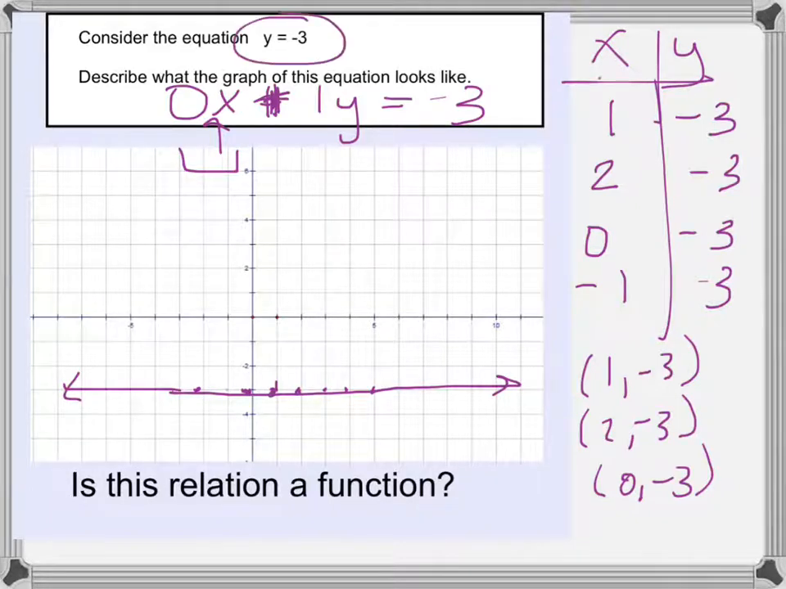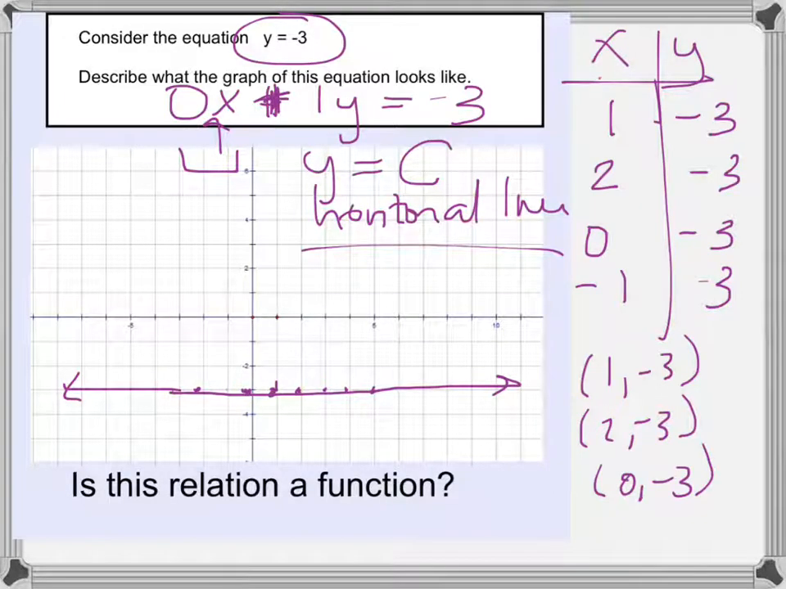So in other words, when you have an equation that says y is equal to some constant c, that's going to create a horizontal line. Now, we like to think of it as making a vertical line because it's an equation involving y and not x. But if you think about it, it makes more sense for it to be a horizontal line.